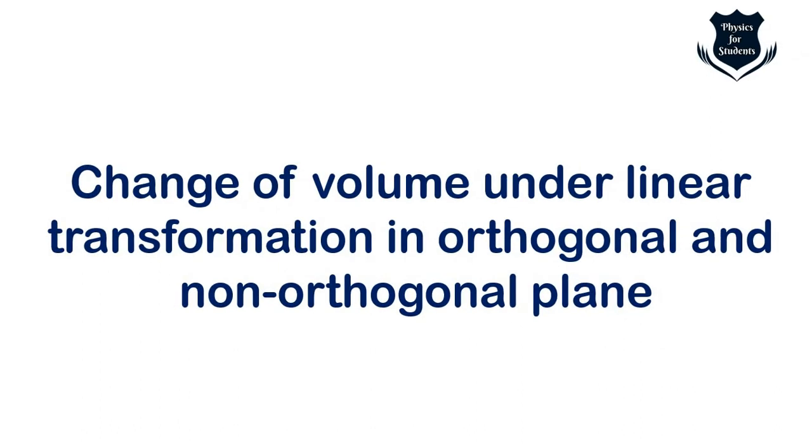So let us get a quick idea on what we mean by change of volume under linear transformation in orthogonal and non-orthogonal planes, that is, which is 90 degrees and which is non-90 degrees. This is just a quick recap so that we can understand the Ricci curvature tensor in a much better way.